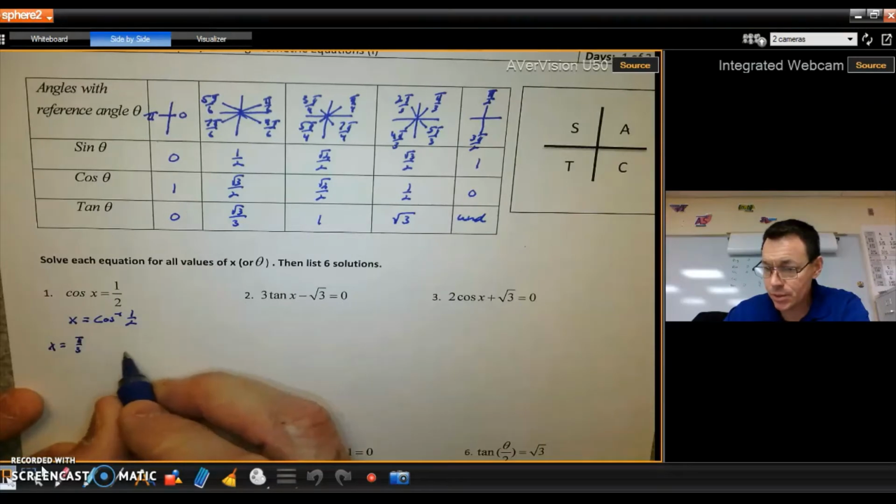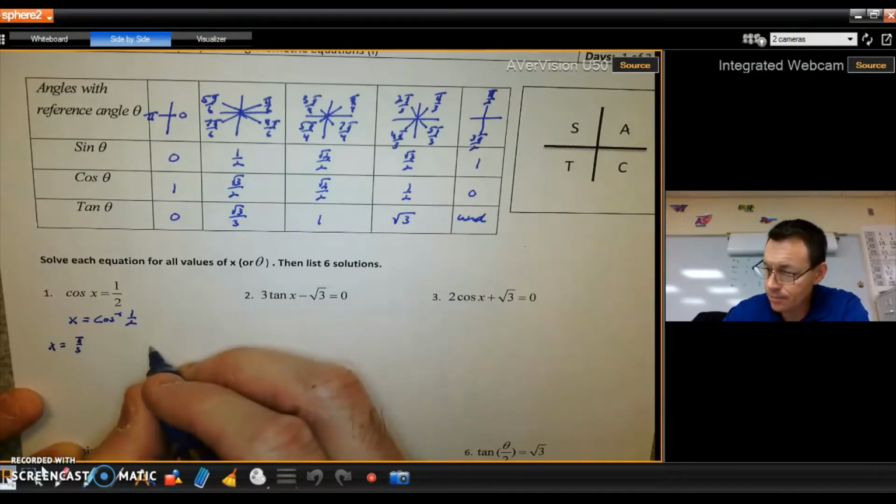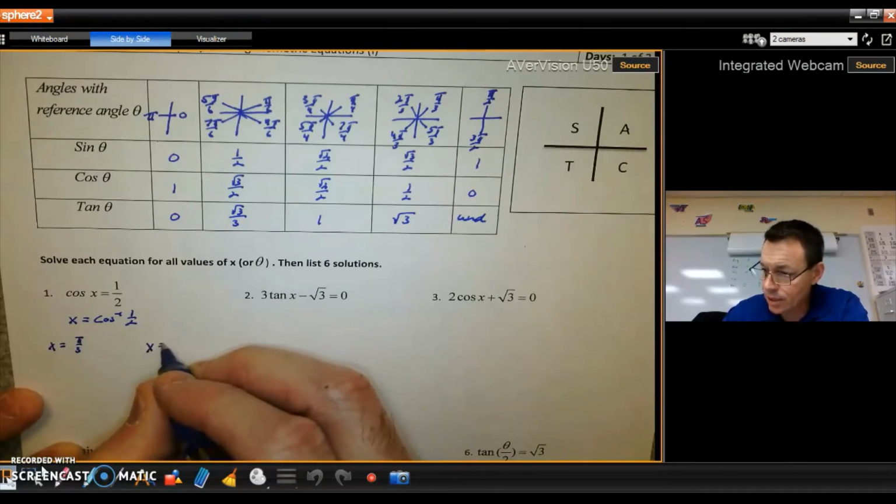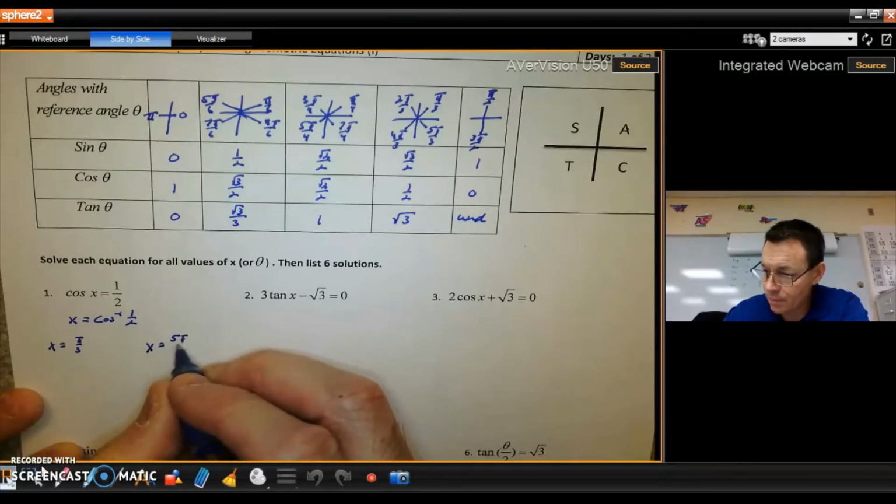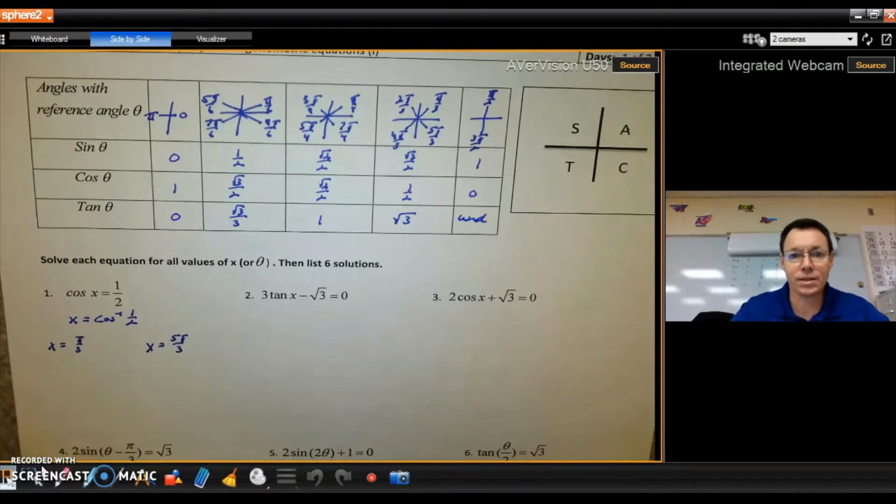Now, I'm going to leave a space right here, and I'm going to explain that in a second. But then x could equal 5 pi over 3 as well. Both of those are absolutely valid solutions.